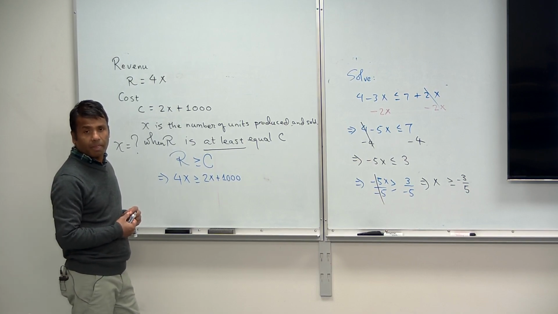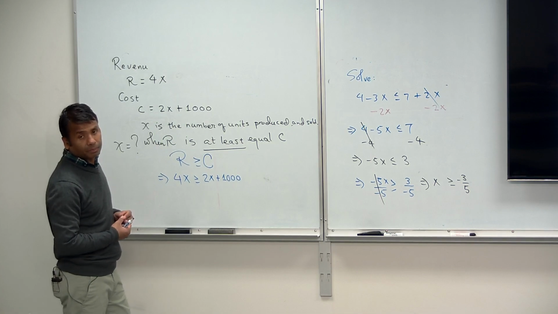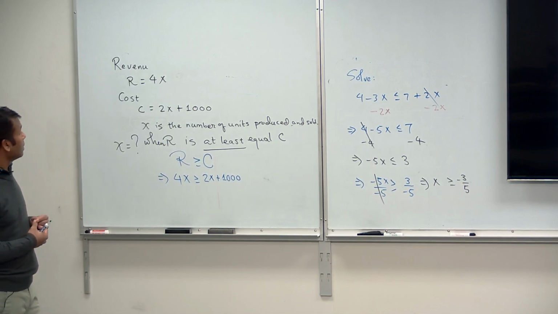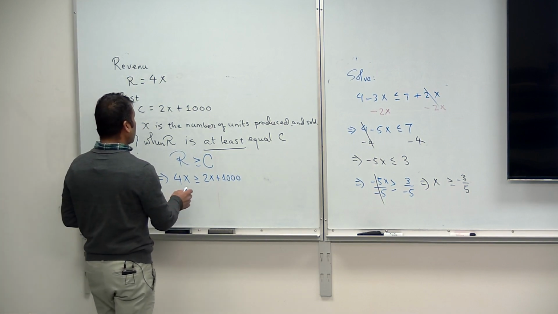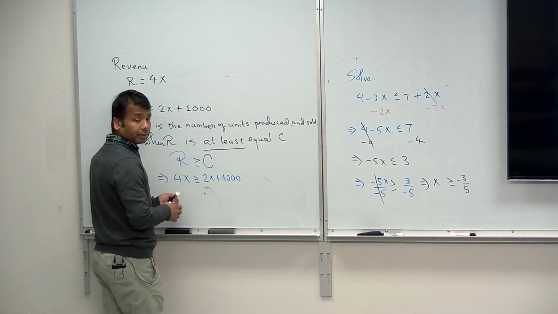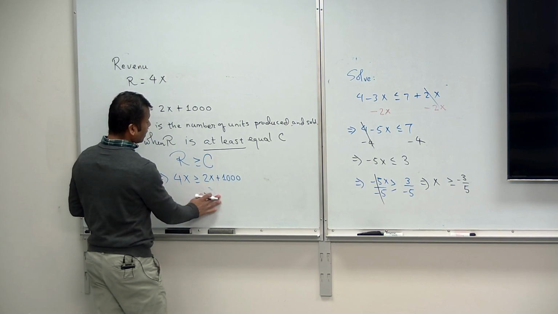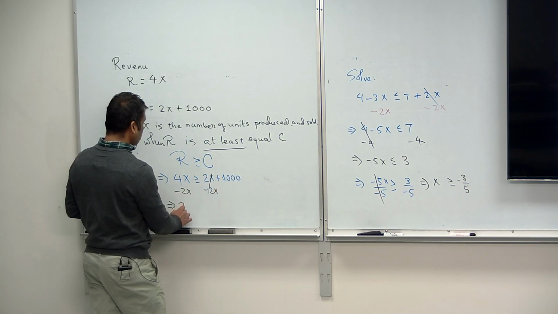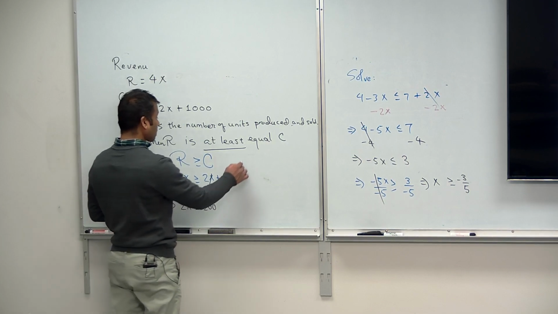Make sense? Then you need to find what? The value of x, right? So you subtract 2x from both sides. Are you guys with me? You cross them out. So 4x minus 2x is 2x, which is greater than or equal to 1,000.